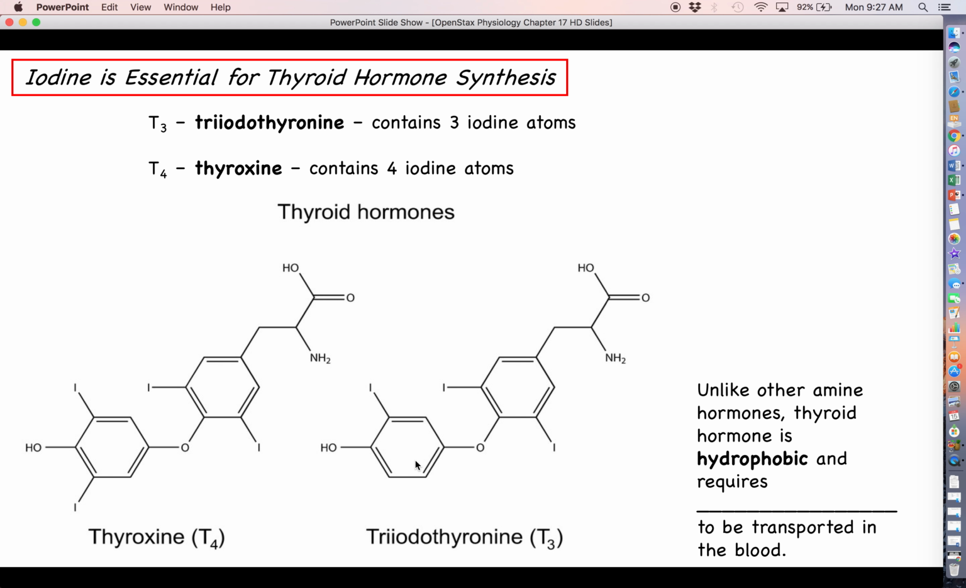For T3, which is called triiodothyronine, 1, 2, 3. Count them up, 3, T3. So it should make sense.